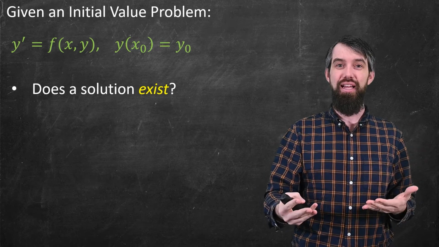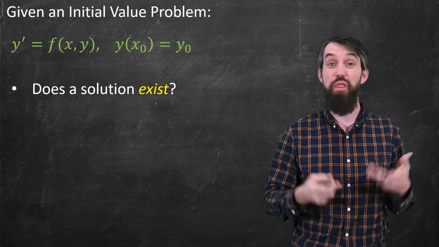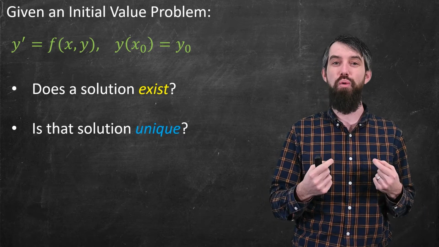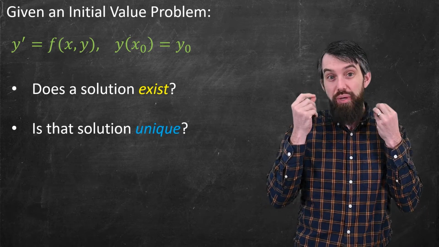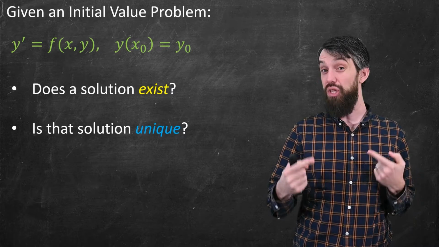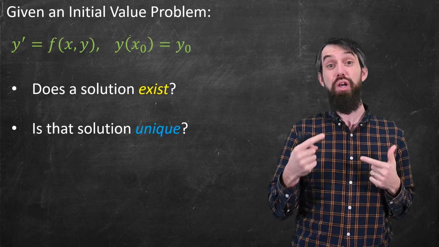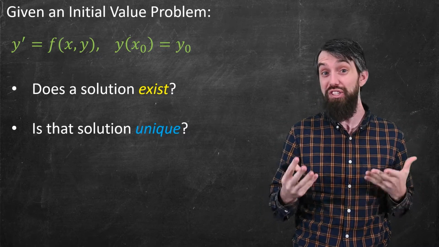And then secondly, suppose you find a solution. Could there be more? Could there be many more? And so we also want to know whether the solution we found is a unique solution. And theorems that talk about these are called existence and uniqueness theorems. And as we go on in our course, we're going to see a whole bunch of theorems like this.